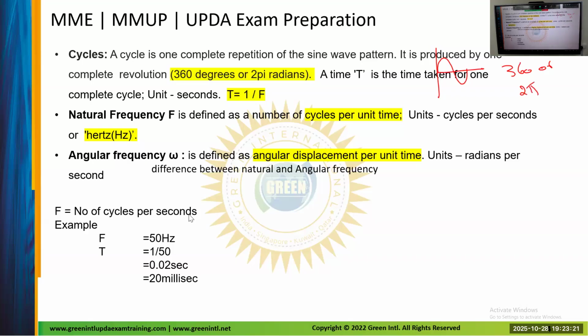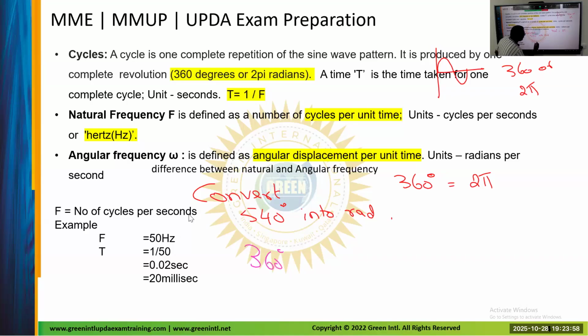Okay. So in our exam, rarely you may have this question: convert degree into radian or radian into degree. For example, from this what we understand, 360 is equal to 2 pi radian. So in your exam, they ask the question, convert 540 into radian. This question is also asked in the exam. So how to convert this? We know the formula: 360 is equal to 2 pi radian.